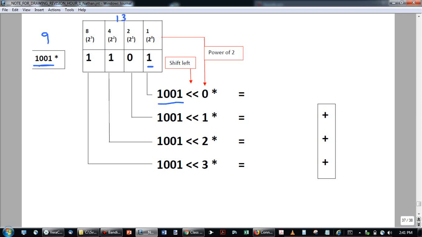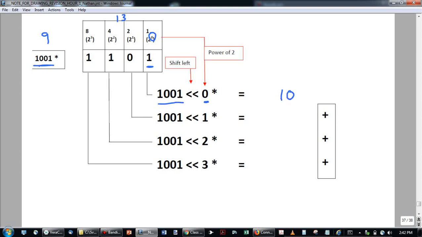So 1001, if I want to multiply this one out, this is 9. There's a 1 in the ones column. So this is the power of 2. 2 to the 0, that means I shift it left 0 times. That's where that 0 comes in. So if I shift something left 0 times, what does it look like?